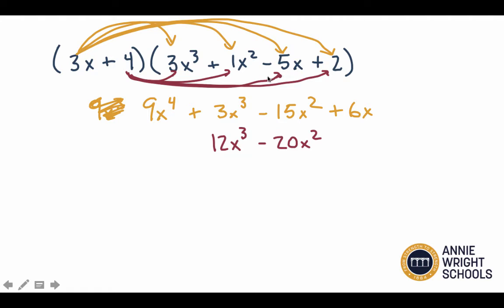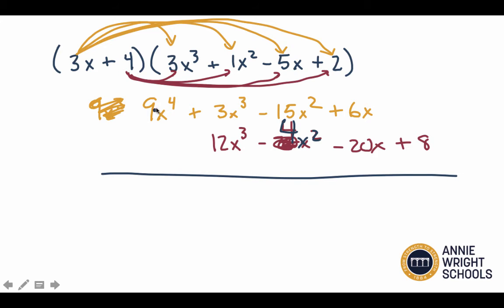4 times, did I skip one? Oh, I did. Oh, you guys are watching closer than me. 4 times x squared, that gives me 4x squared. 4 times negative 5x gives me negative 20x, and 4 times 2 gives me positive 8. It is approximately 10:30 on Friday night as I'm making this video, so I am sorry for my mistake. Let me use a different color to fix that. 4x squared. Now I've got all my like terms matched up, and I just add them up.